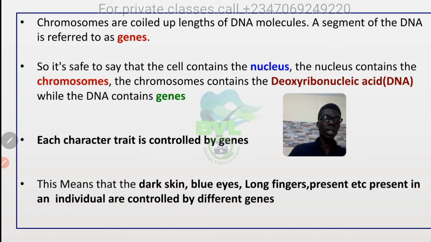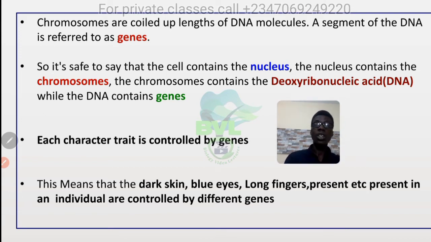Chromosomes are coiled up lengths of DNA. So if you stretch out your chromosome, what you're going to have is DNA. A segment of the DNA is referred to as a gene. We said that already. So it says here, it's preferable to say that the cell contains the nucleus, the nucleus contains chromosomes, the chromosome contains deoxyribonucleic acid, which is the DNA, while the DNA contains genes. Each character trait is controlled by a gene. Each of these genes codes or makes different proteins that control our characters.